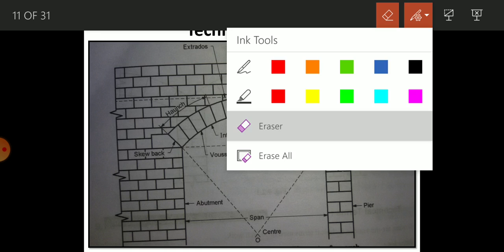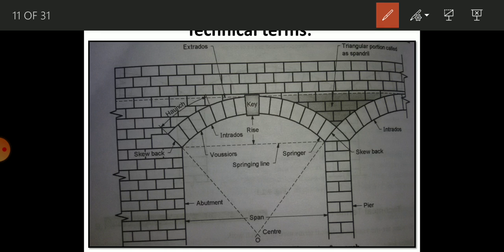Okay, so the next part is the skewback. What is the skewback? It is the inclined surface of the abutment on which the arch rests, and it is termed a skewback.